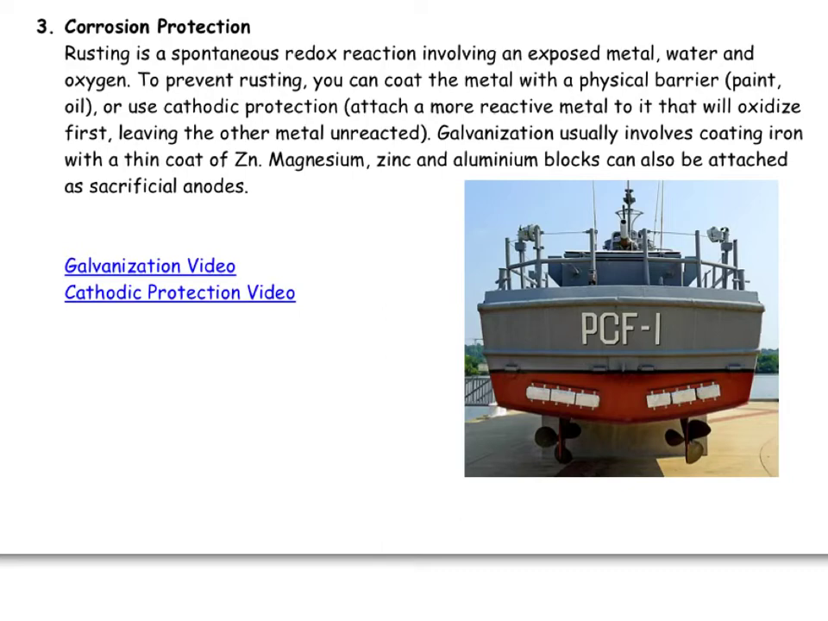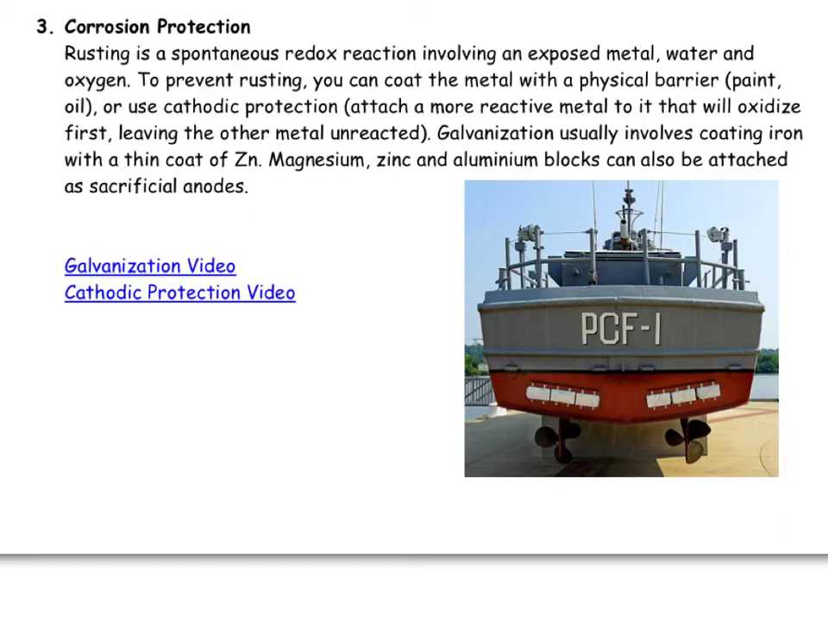Rust is a spontaneous redox reaction involving an exposed metal, water, and oxygen. To prevent rusting, you can do it in a couple of different ways. One is by creating a physical barrier between the metal and the oxygen. We can either paint or oil metal structures. We can also use redox reactions.